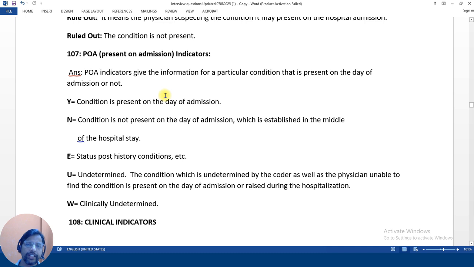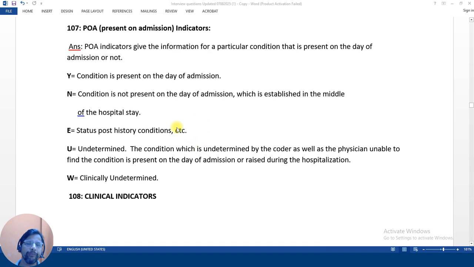Okay. Next, POA indicators. These are very important for inpatient coders, so you need to understand what POA indicators are. POA indicators give the information on whether a particular condition was present on the day of admission or not. POA is present on admission. These indicators represent whether the condition is present on admission or not.